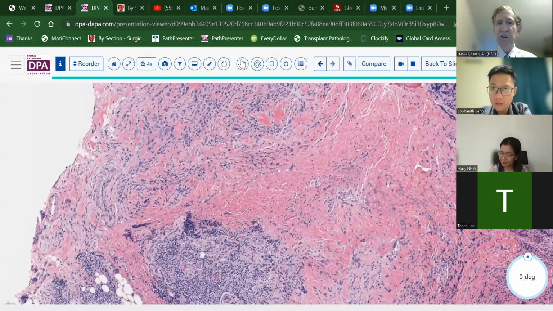The serous carcinomas with papillary architecture have very high grade nuclei. The endometrioid carcinomas with papillary architecture have uniformly low grade cytologic nuclear features. Very good question, very perceptive. Any other questions?